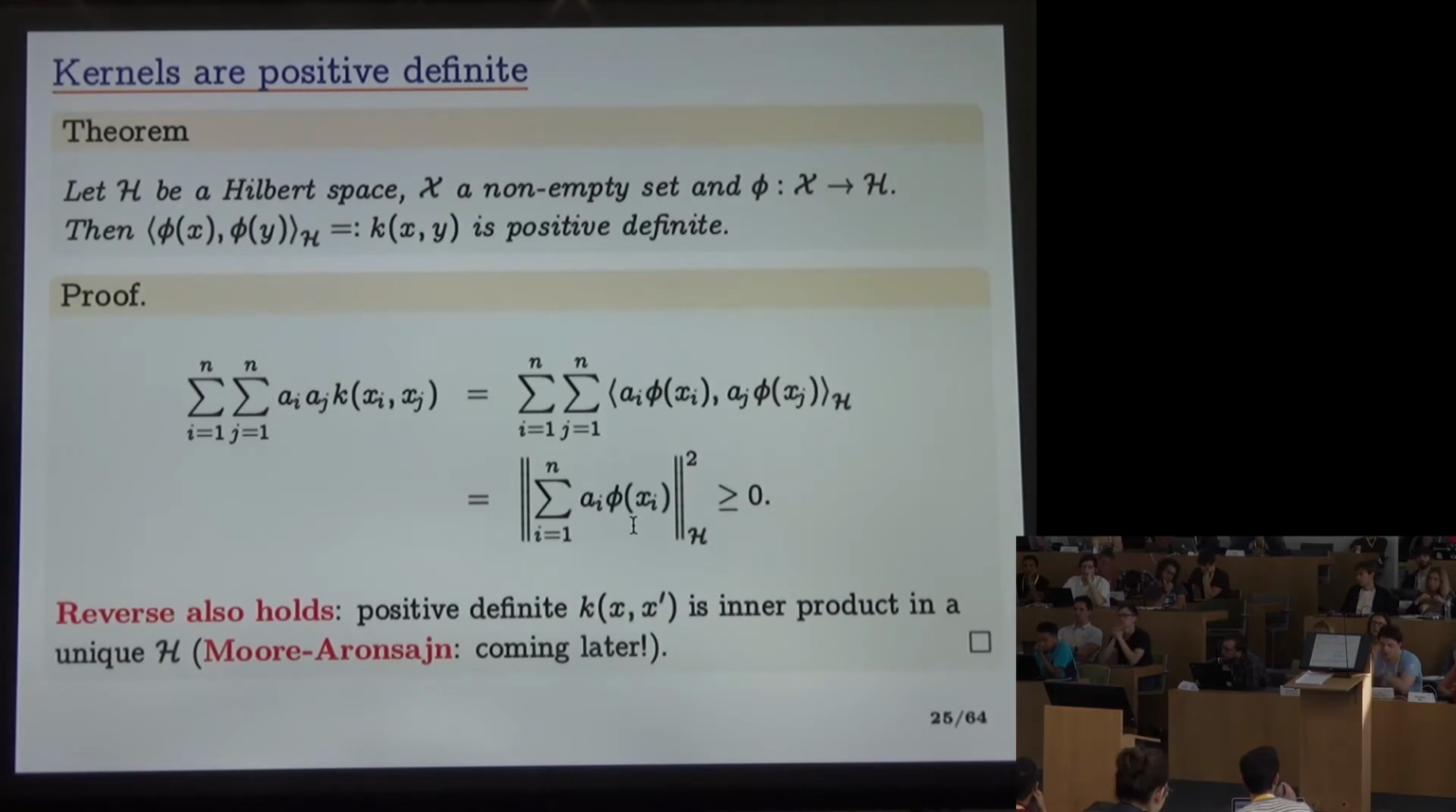So I know now that if my kernel is a dot product between features, then it's positive definite. Proving the other direction is probably 10 pages of very hard math, so I'm not going to do that.